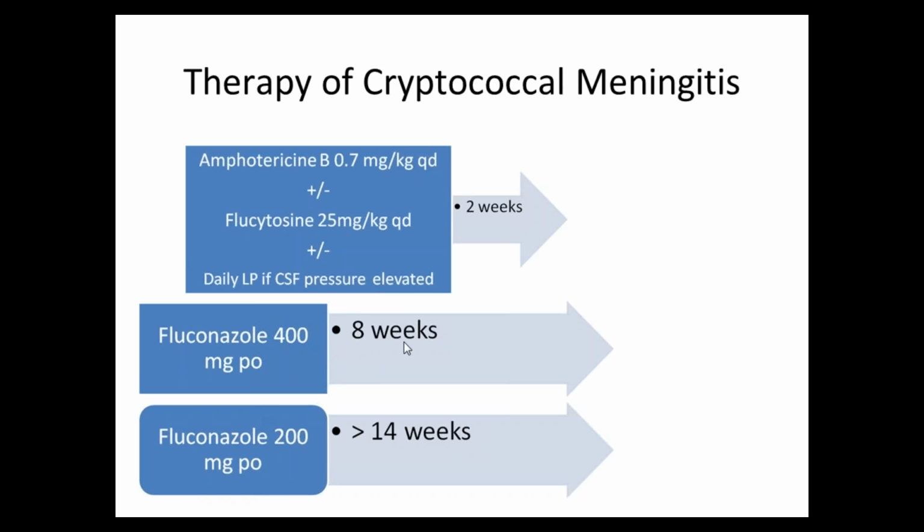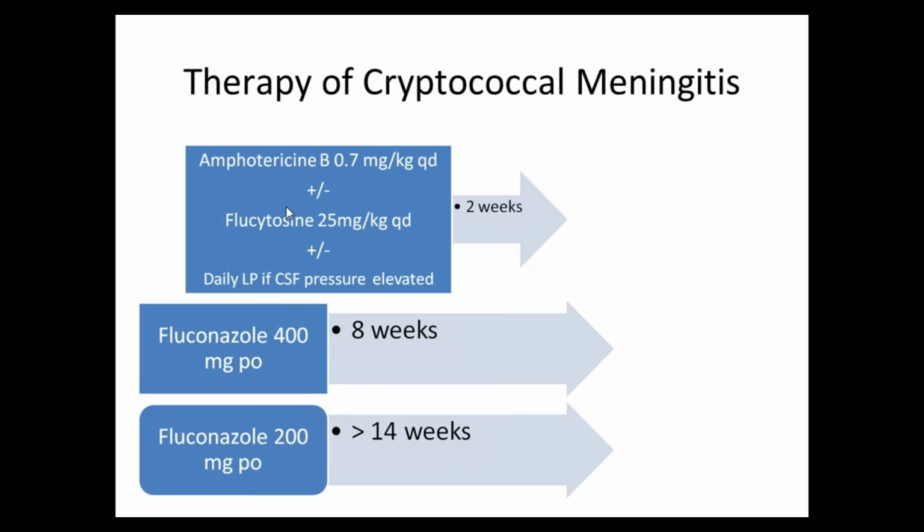Okay, so how do we treat cryptococcal meningitis? So for meningitis, we use amphotericin B, up to 0.7 milligrams per kilogram, or we use AmBisome, which is a liposomal form of amphotericin, and use that plus or minus flucytosine. More commonly now, the move is rather than using flucytosine is to use fluconazole. So amphotericin B plus flucytosine or fluconazole.